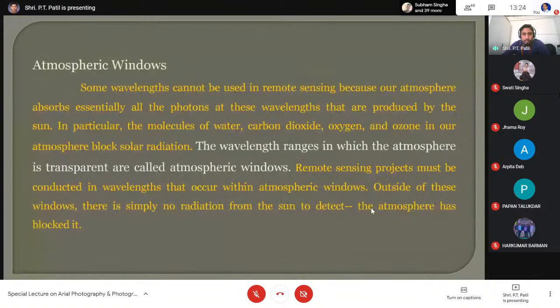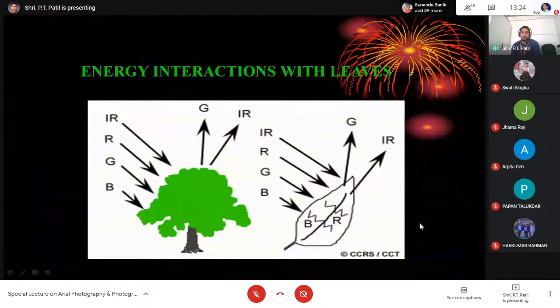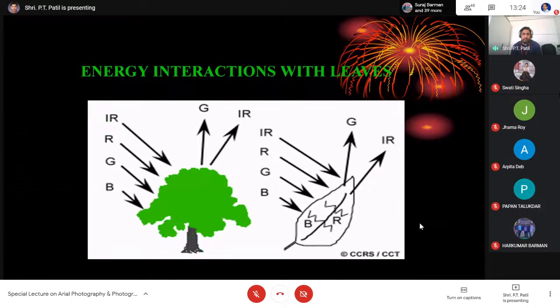For example, when solar radiation falls over a plant leaf, blue and red radiation are absorbed, and only green and infrared are reflected. That's why the plant leaf appears green in color to our eyes. Why is it so? Because only the green color enters our eyes. Green is in the visible band, and only the visible section is visible to human beings. That's why only green is visible to us, and the blue and red bands are absorbed.